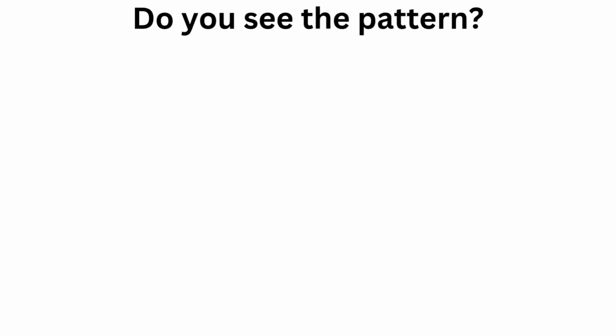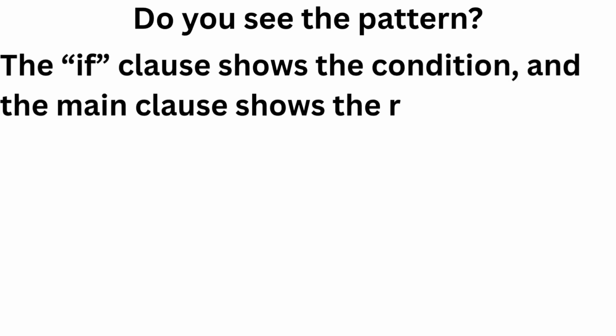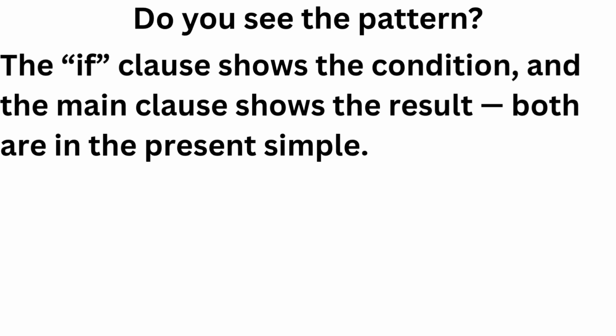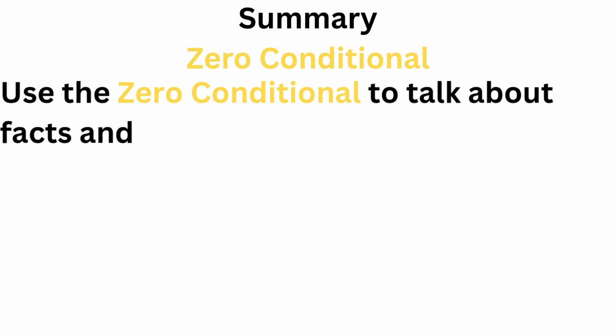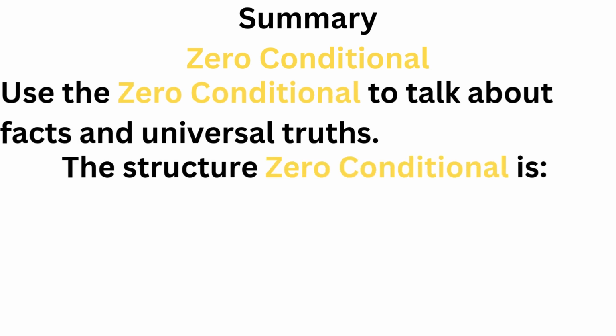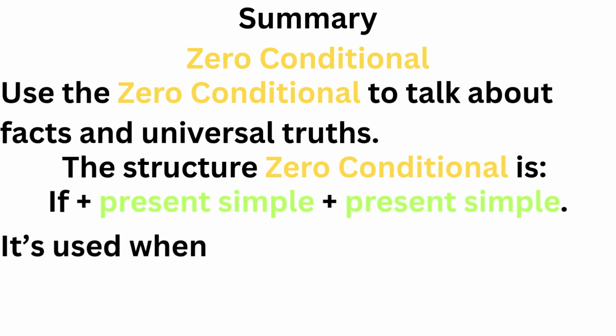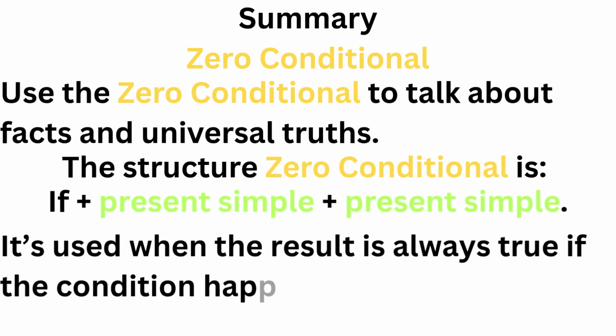Do you see the pattern? The if clause shows the condition, and the main clause shows the result. Both are in the present simple. Summary: zero conditional. Use the zero conditional to talk about facts and universal truths. The structure of the zero conditional is: if + present simple, present simple. It's used when the result is always true if the condition happens.